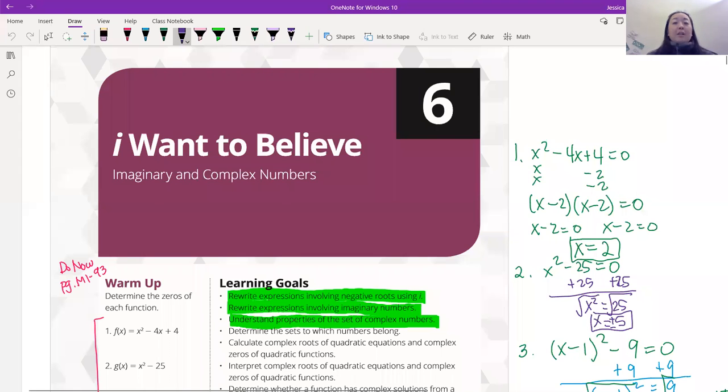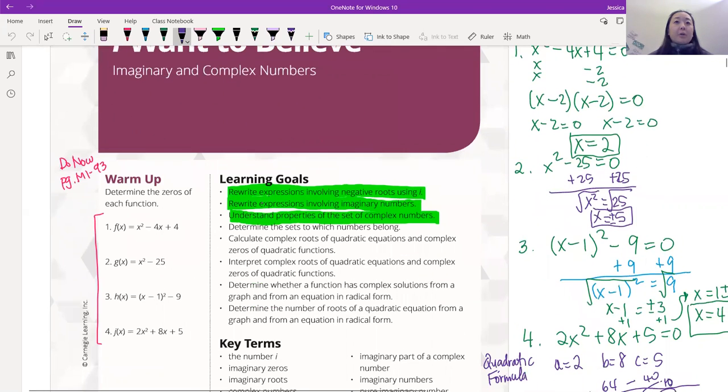Hi, everyone. So we're on lesson 6 today. I want to believe. So we're going to be talking about imagining complex numbers. In specific today, we're going to rewrite expressions involving negative roots using i, rewrite expressions involving imaginary numbers, and understand properties of the set of complex numbers.